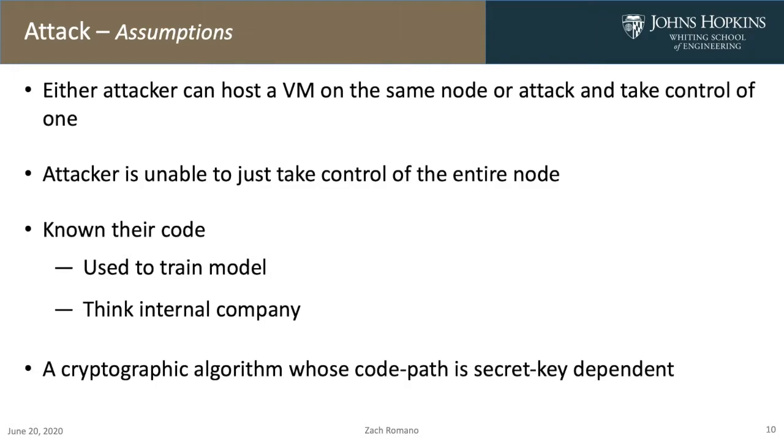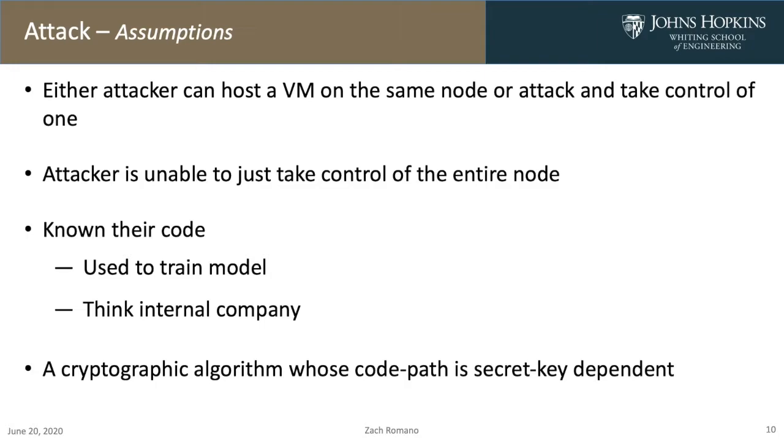Additionally, we assume that they are able to access a copy of the victim's code and analyze the code that they're actually running. This is going to be used to train the machine learning model. You might think of an internal company attack. Maybe I have access to the Git repository of another team, but they're not idiots. They didn't check in all their passwords. I can't see their private keys. So I could use this attack to penetrate and determine what their private keys are.